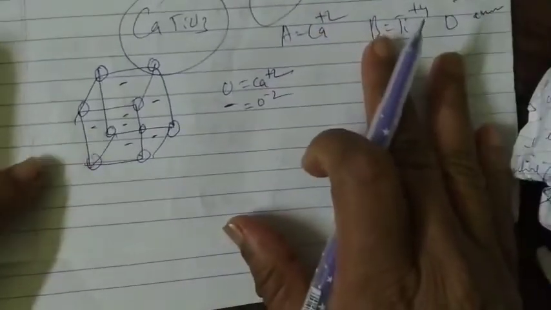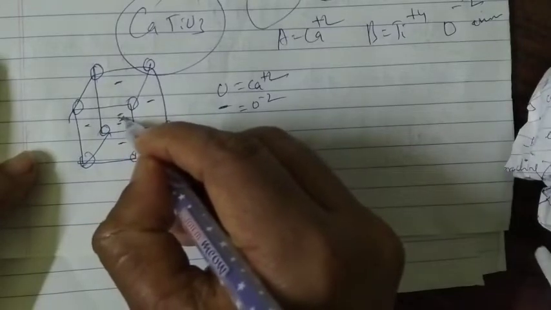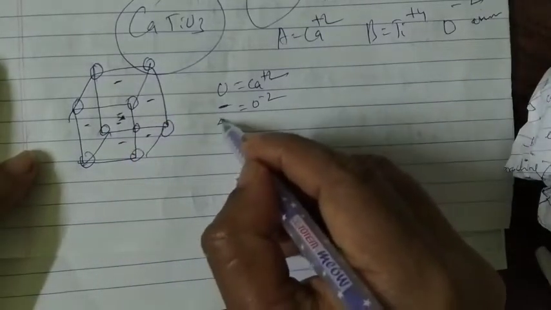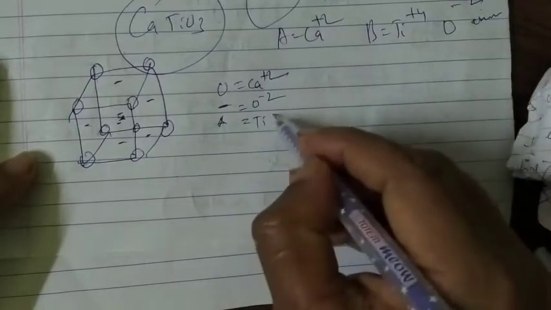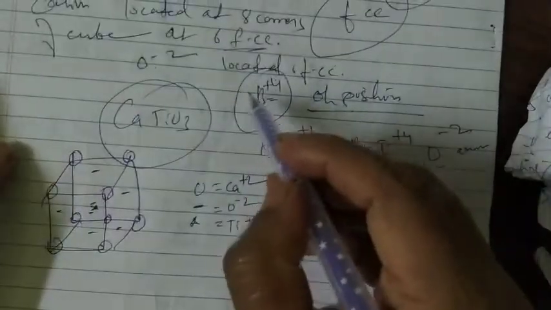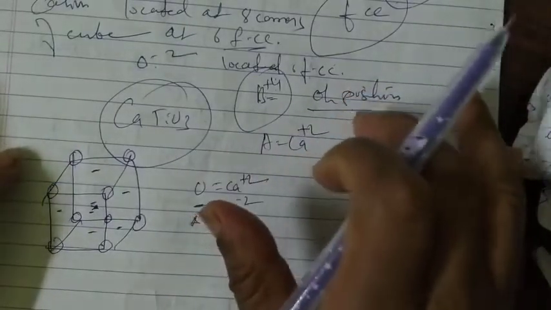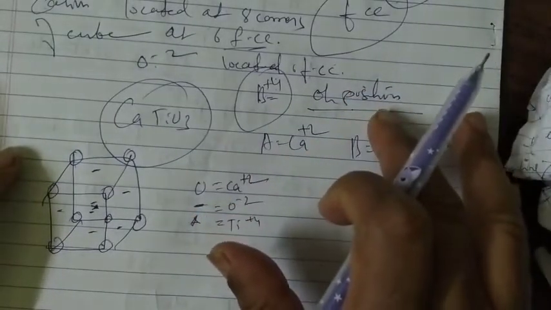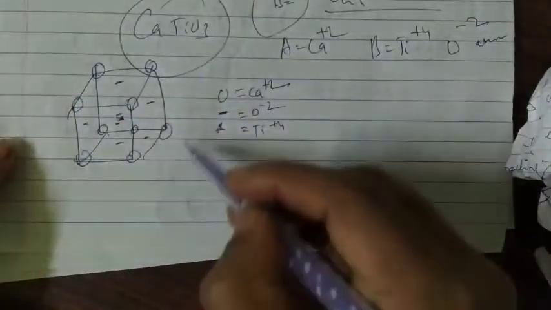It is clear. And finally, you can see here, I will draw a star. That star is at the middle of the body, that is your titanium, B, titanium plus 4, like this. So here B4 is at the octahedral position at the center of the cube. So this is how the perovskite is represented.